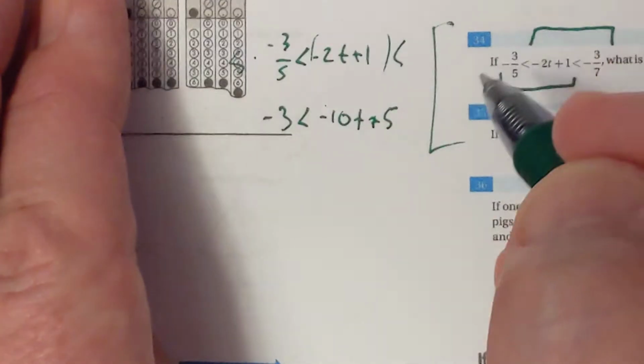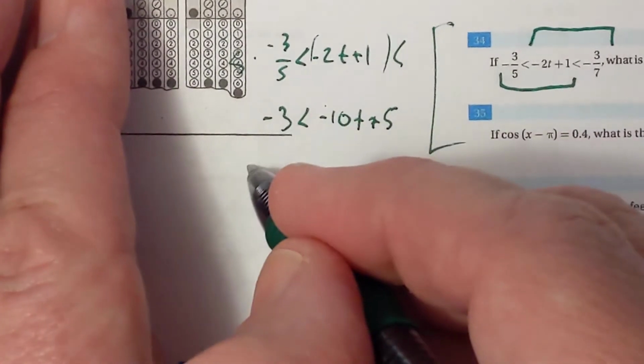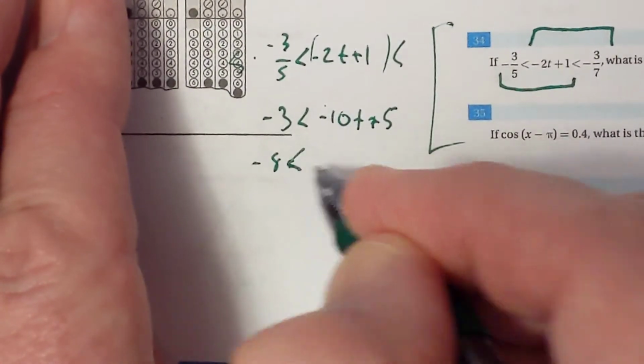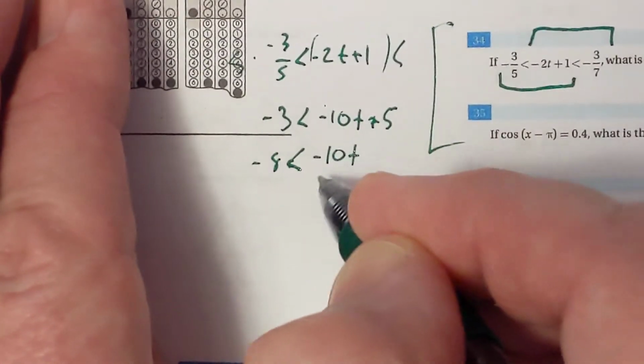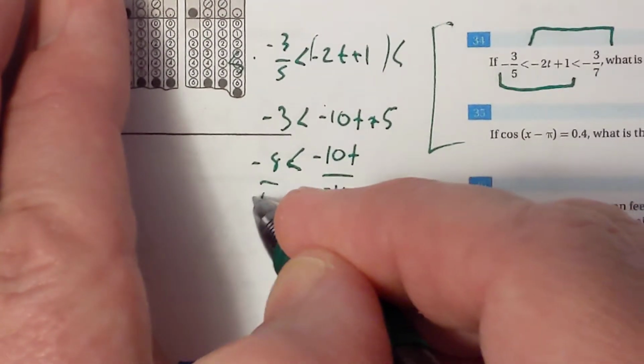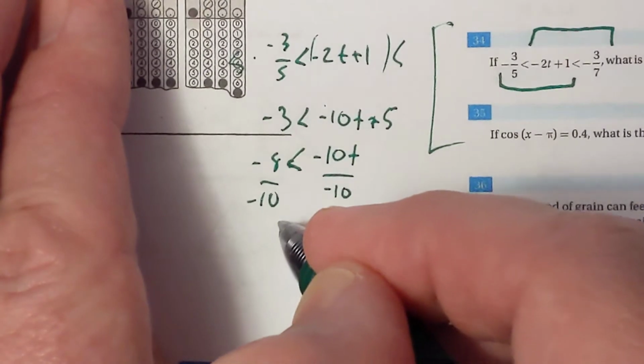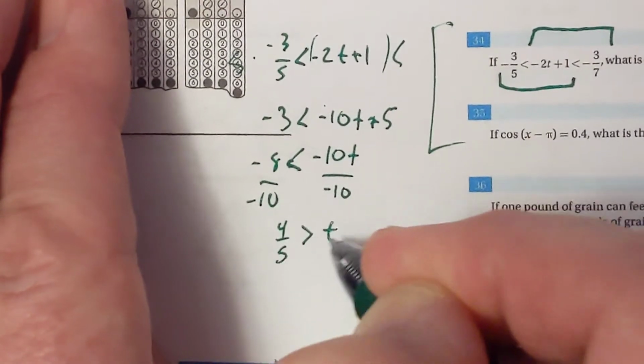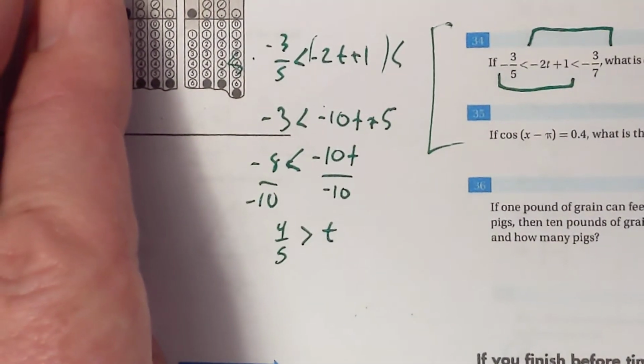Then I'm going to solve it. Okay, so I subtract 5 from both sides and get -8 is less than -10t. Then I'm going to divide by -10, and when you divide by a negative, that's when you flip the sign. So you get t is less than 4/5.